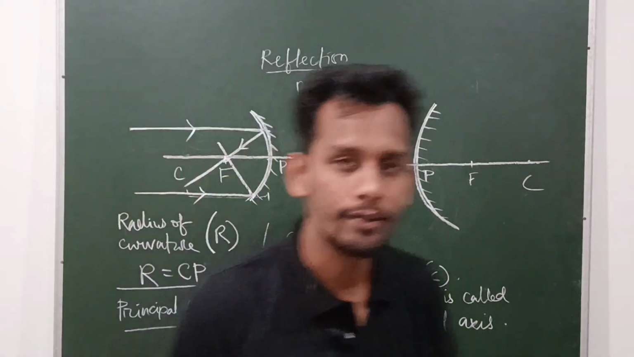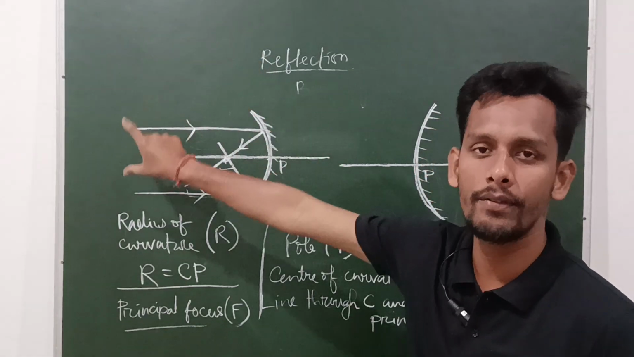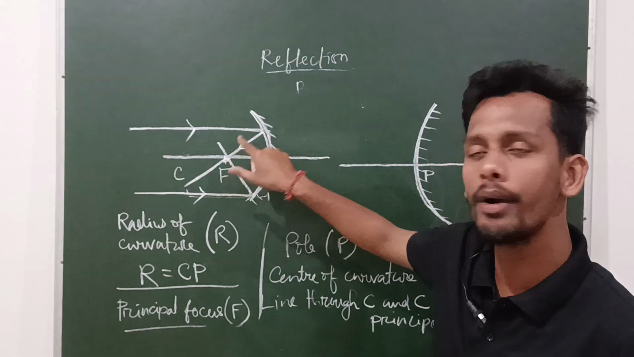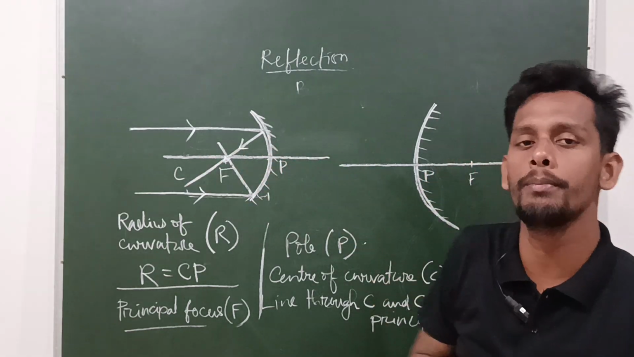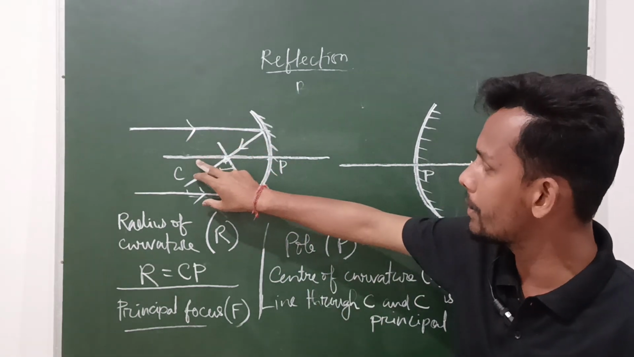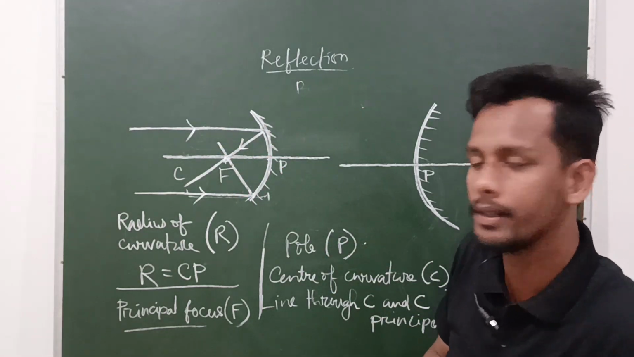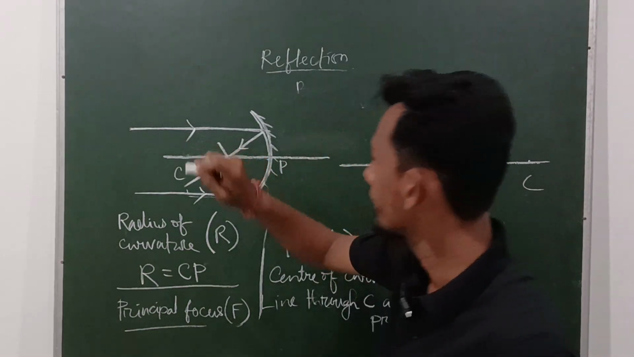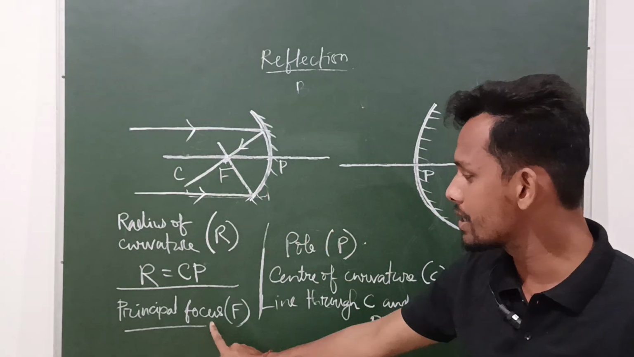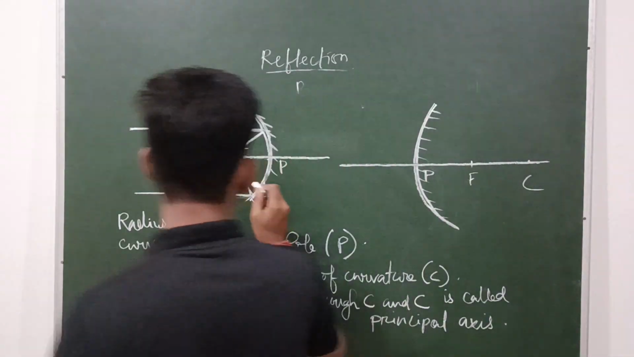So now you can define. In case of a concave mirror, the principal focus is this: if rays of light fall on the mirror from infinity, parallel to the principal axis, after reflection they actually meet or intersect at a point which is on the principal axis. That particular point is called the principal focus for the concave mirror. Clear?